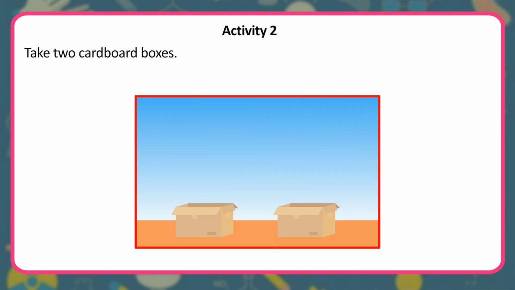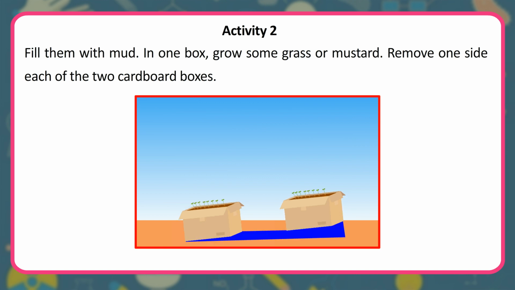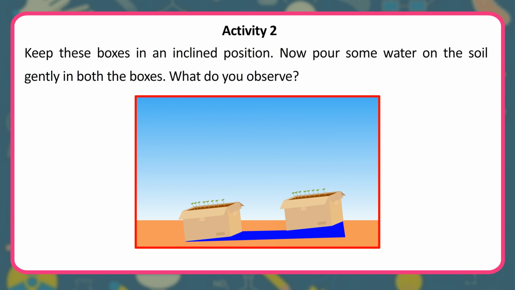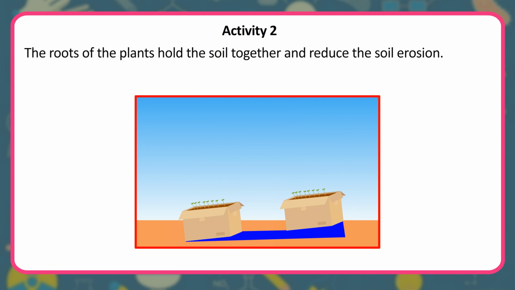Activity 2. Take 2 cardboard boxes. Fill them with mud. In one box, grow some grass or mustard. Remove one side each of the 2 cardboard boxes. Keep these boxes in an inclined position. Now pour some water on the soil gently in both the boxes. What do you observe? You will see that less soil is removed from the box which has grass or plants growing in it than the box which has no plants. This is how soil erosion takes place. The roots of the plants hold the soil together and reduce the soil erosion.